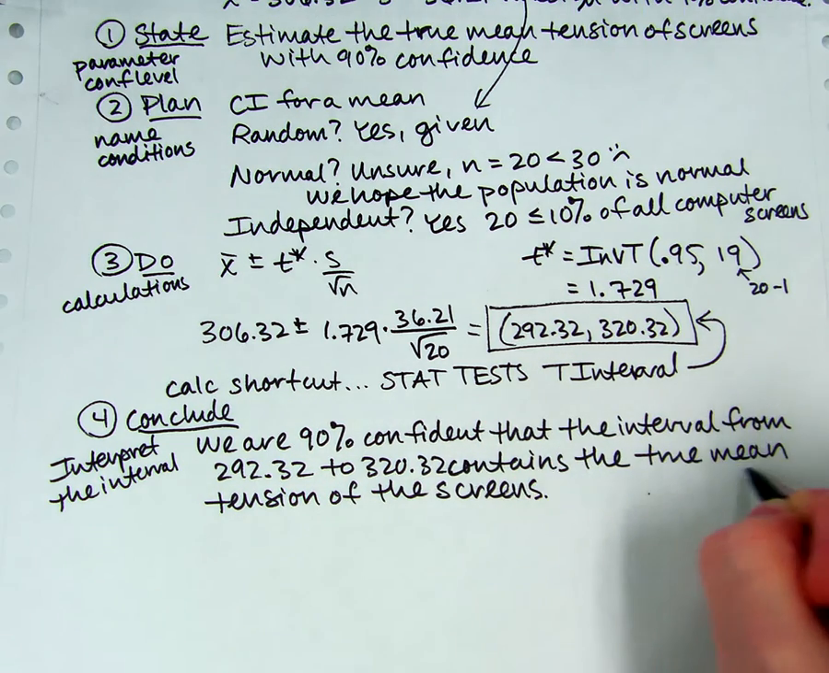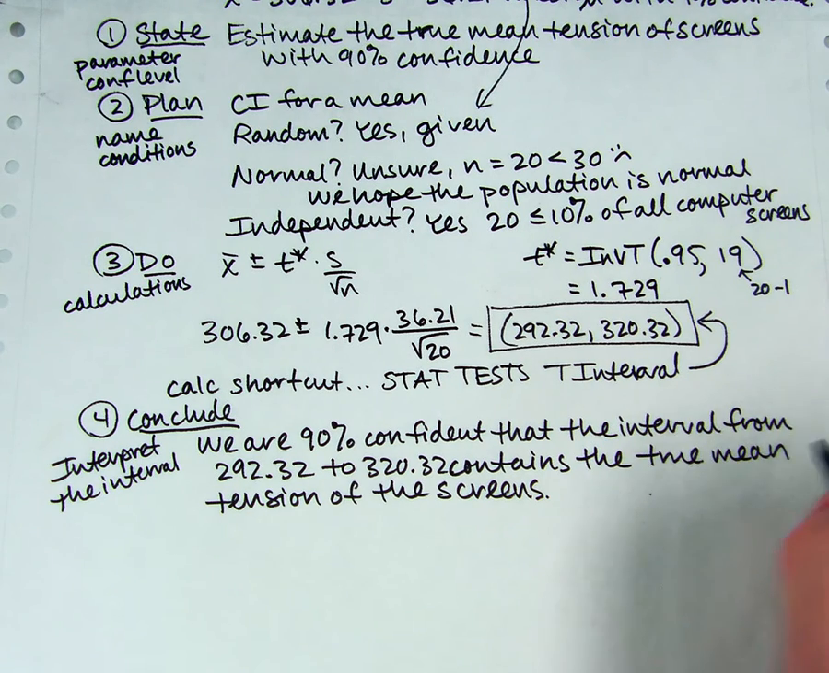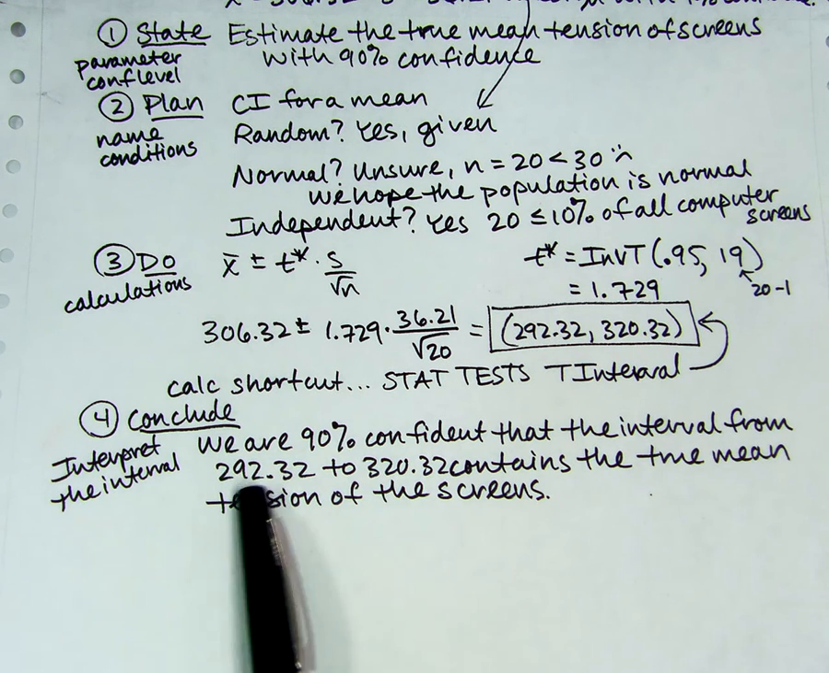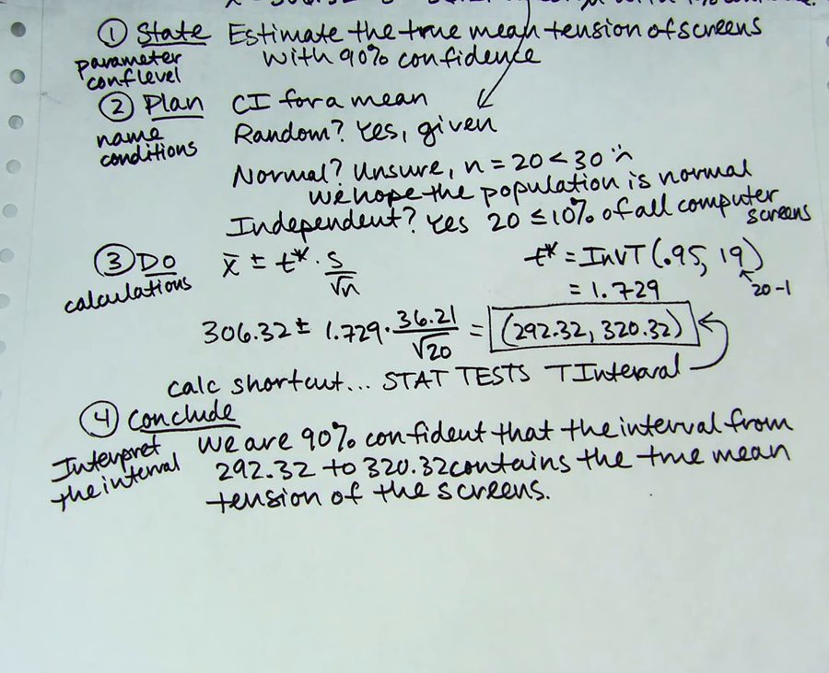So definitely use the word mean in there, not the word proportion. You could also say it the other direction if you wanted to. So you could say we are 90% confident that the true mean tension is between this number and this number. I don't remember what the units are on this, so I'm not going to try and do that. If you knew the units, you would put them.